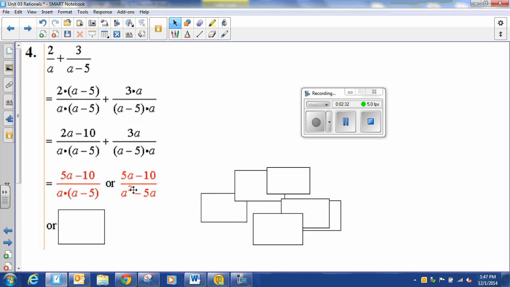So the final answer looks a little something like this. We can either have 5a minus 10 over a times a minus 5, or you can distribute your a, giving you a squared minus 5a, or you can leave them both in factored form, which is 5 parentheses a minus 2 over a times parentheses a minus 5.